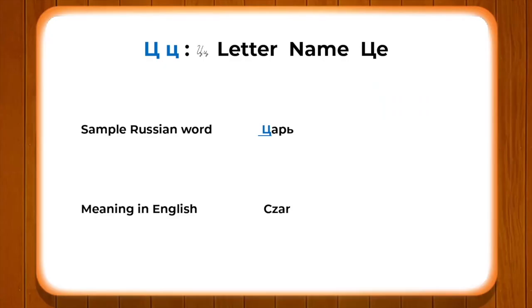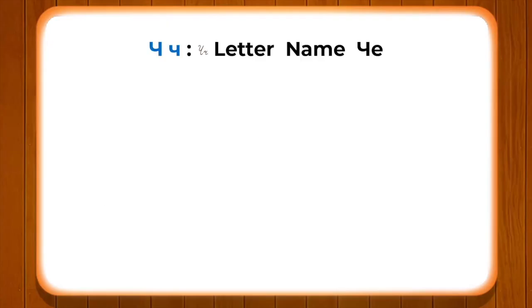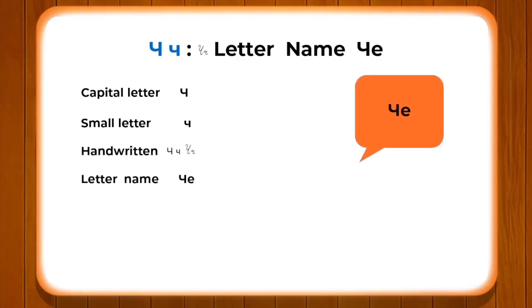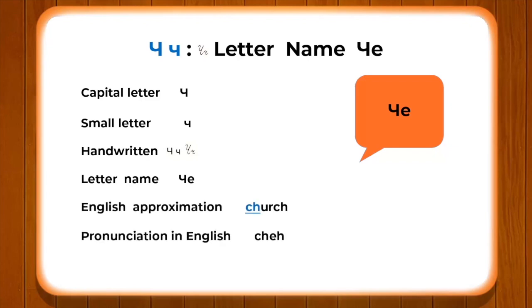And like we have an example from English, "tsar," and from Russian, "tsar," which means the king in Russian. So the letter we are now going to discuss is known as Ч, Che, and we have an English approximation. We can see how it resembles the exact sound of the letter Che, as in "church."